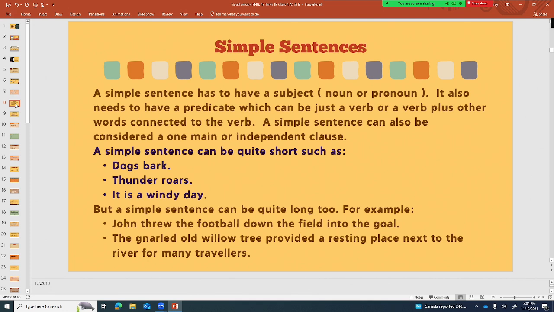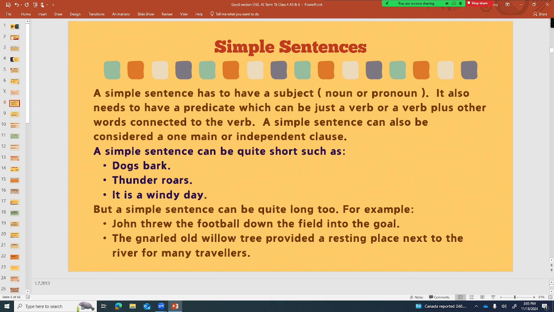So, John threw the football down the field into the goal. Okay, so John is your subject, threw is your verb, and all the rest of these words are really words that are explaining how, where, when, whatever, that he threw the football. So it really is still a simple sentence, even though it's longer.